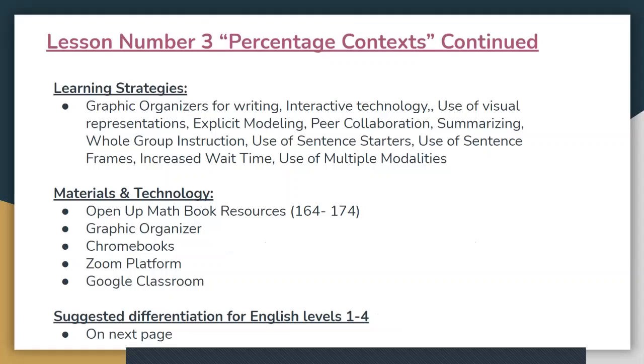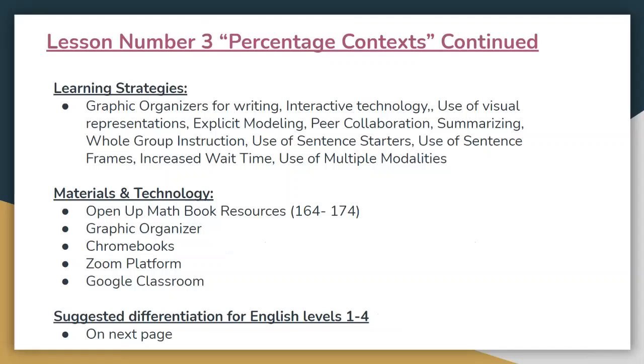Students will be using the following learning strategies in lesson number 3, percentage contexts: graphic organizers for writing, interactive technology, use of visual representations, explicit modeling, peer collaboration, summarizing, whole group instruction, use of sentence starters, use of sentence frames, increased wait time, and use of multiple modalities. The materials and technologies used in lesson 3 are the Open Up Math Book resources, pages 164 to 175, graphic organizer, Chromebooks, Zoom platform, and Google Classroom.